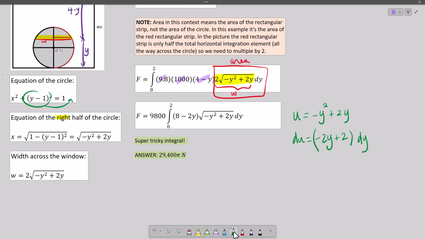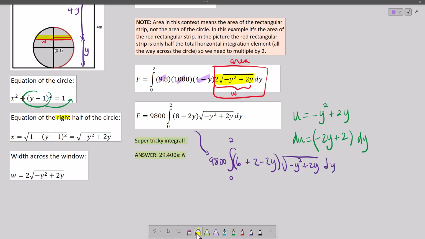And you see here that substitution is not going to work real nicely. So the trick, if you want to play with this integral, if you want to try to do this integral, the trick is going to be very clever here. You're going to make this 6 plus 2 minus 2y multiplied by the square root of negative y squared plus 2y dy.